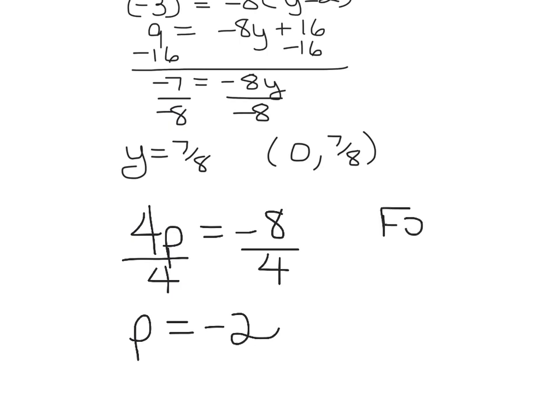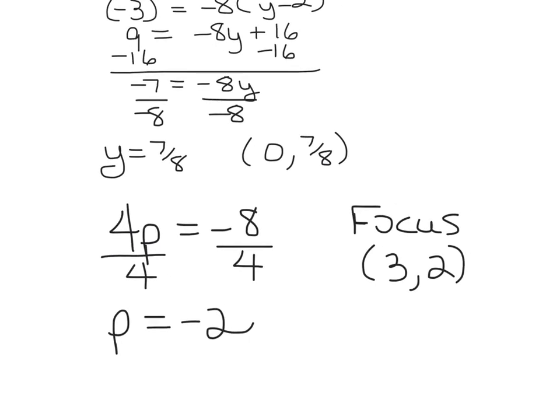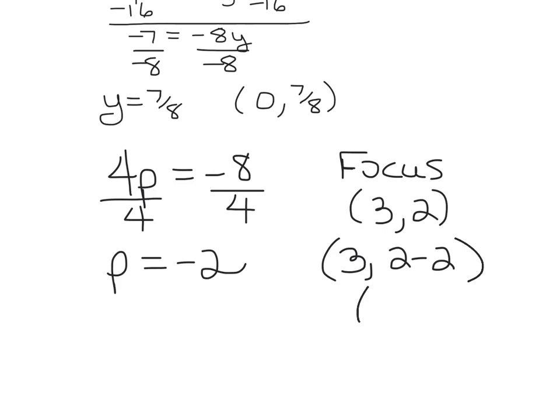The focus. I'm going to take the center, or the vertex. Remember, the p-value is the distance that the focus is from the vertex, and it's also the distance from the directrix. So again, this is an upside down U. So my focus is going to be, I'm going to add it to the y. Okay, so then my focus point is going to occur at 3, 0.